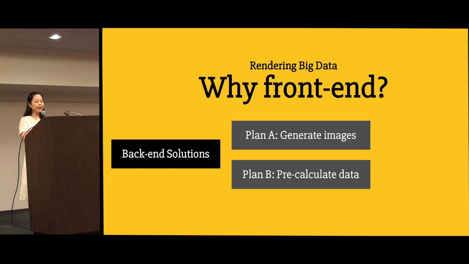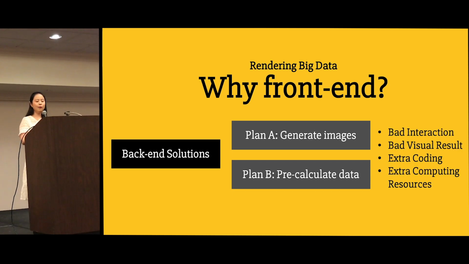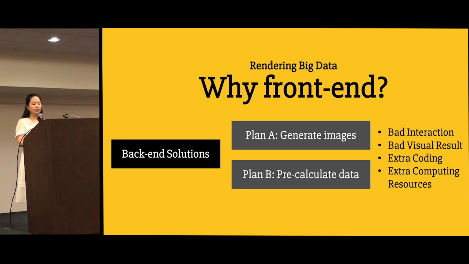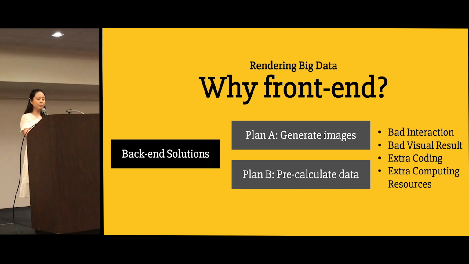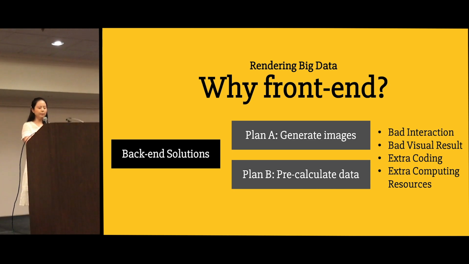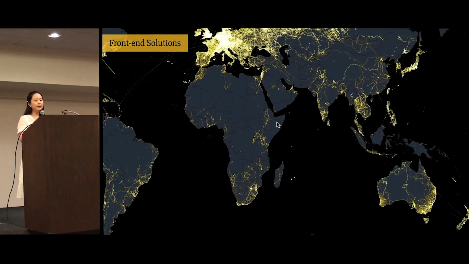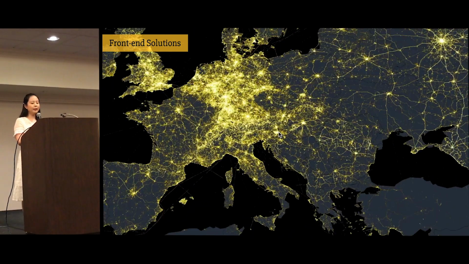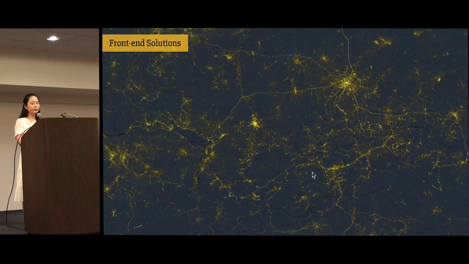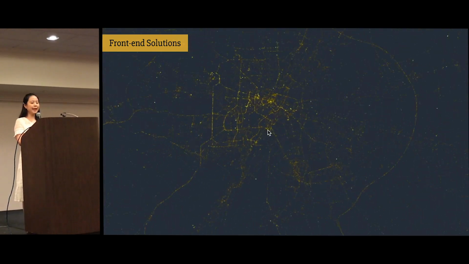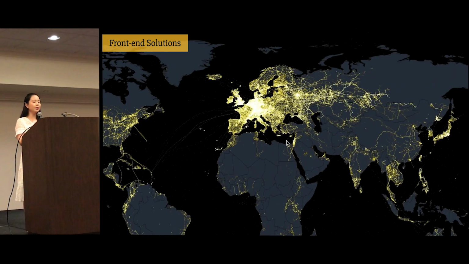First of all, users can hardly interact with an image or zoom in to see more details with pre-calculated data. Second, reducing the data amount by brute force usually results in less detail, so the visual result can be bad. Next, it requires extra coding and computing resources to reduce the data amount in the back end. On the other hand, if we render the big data in the front end, it provides a better experience to the viewers who can zoom in on the canvas and get to know more details without network delay.